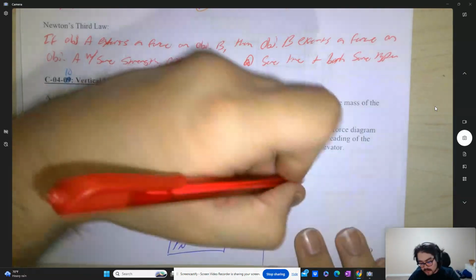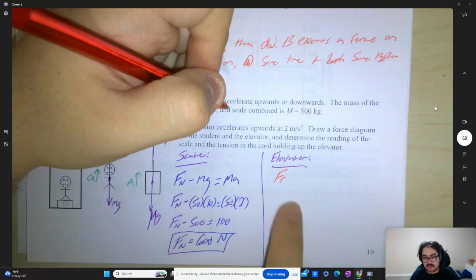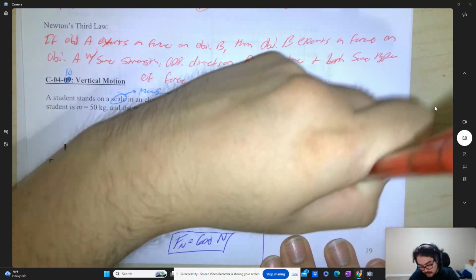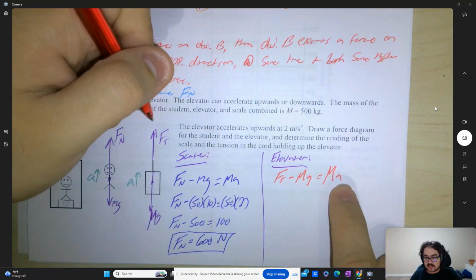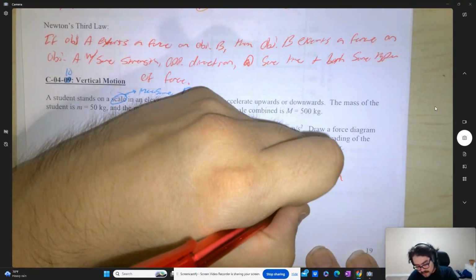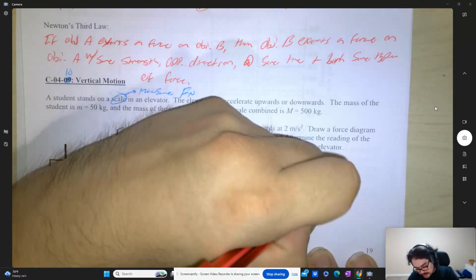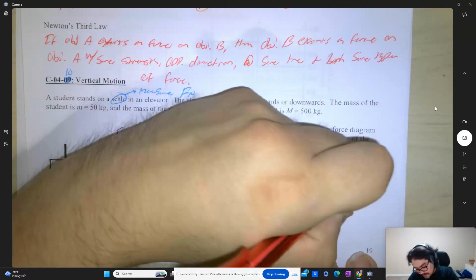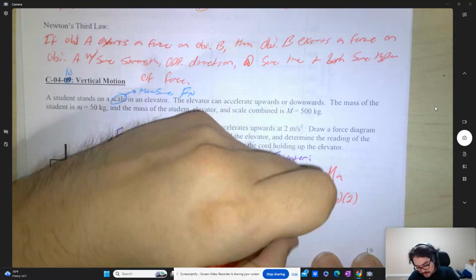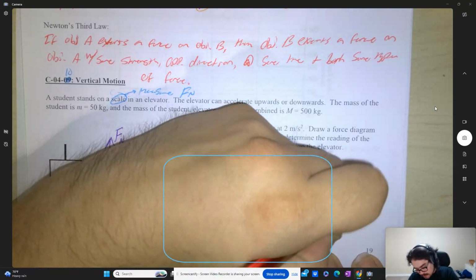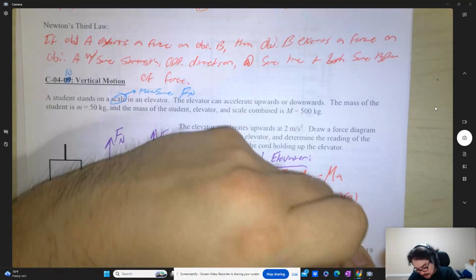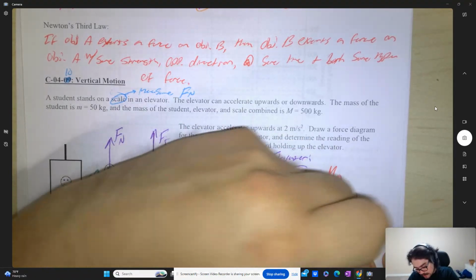For the elevator, you would do the same process, but this time instead of using Fn, you'd use Ft for tension. Ft minus capital Mg equals capital M A. The whole system accelerates at the same rate, so you just do the same thing. Capital Mg is 500 times 10, and capital M A is 500 times 2. So Ft minus 5,000 equals 1,000. That's pretty easy. It's just going to be 6,000 newtons. Beautiful.